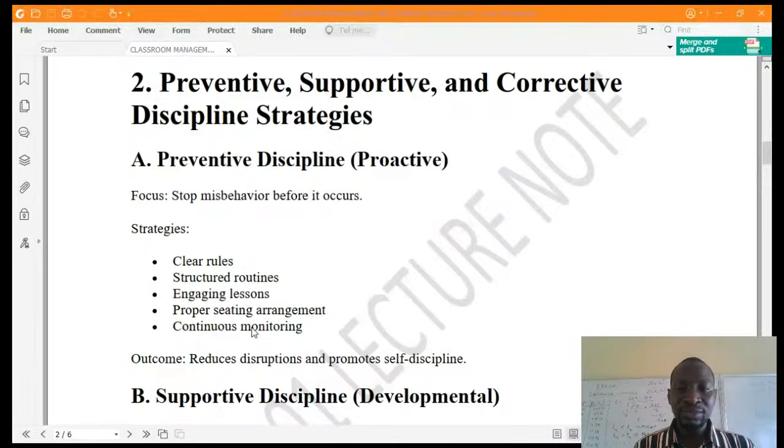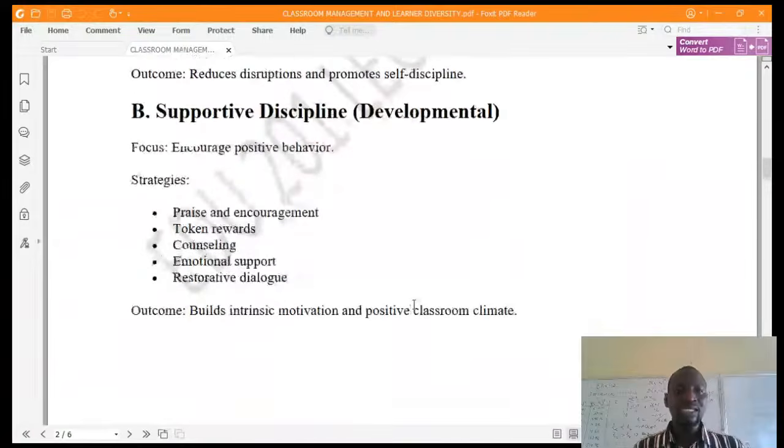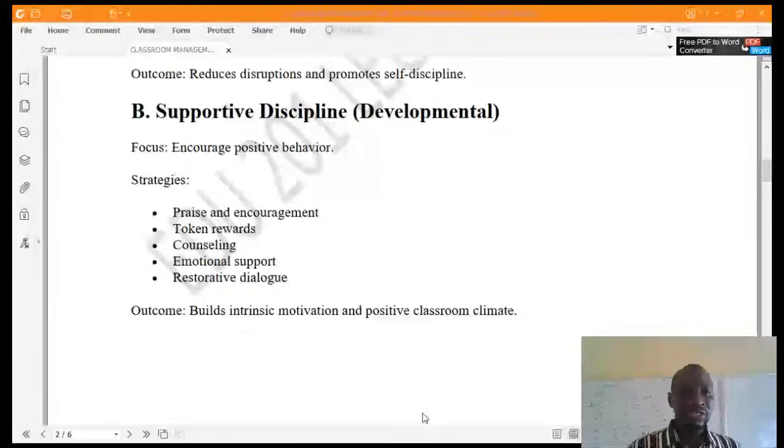But supportive discipline requires that it is developmental. You will also support them because they are also learning a lot of things in life. So you support your learners to encourage positive behavior: you will praise them, encourage them, counsel them, give them emotional support, and engage in reiterative dialogue. When there are issues, you will build motivation and a positive classroom environment with your learners.